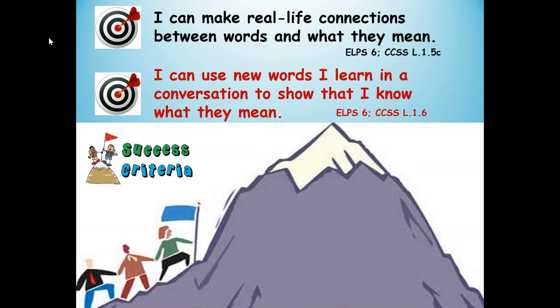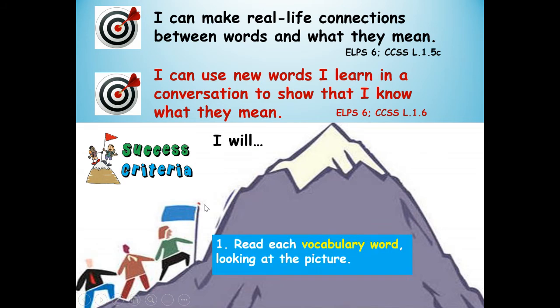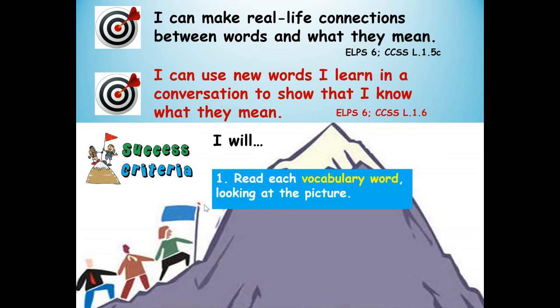So success criteria, that means how will you know you're successful at reaching these learning targets? So just like these people are climbing this mountain, the goal is to get to the top. So our goal is to reach the top and hit the learning targets. So I will, number one, read each vocabulary word looking at the picture. So we're going to review the vocabulary words and look at the pictures.